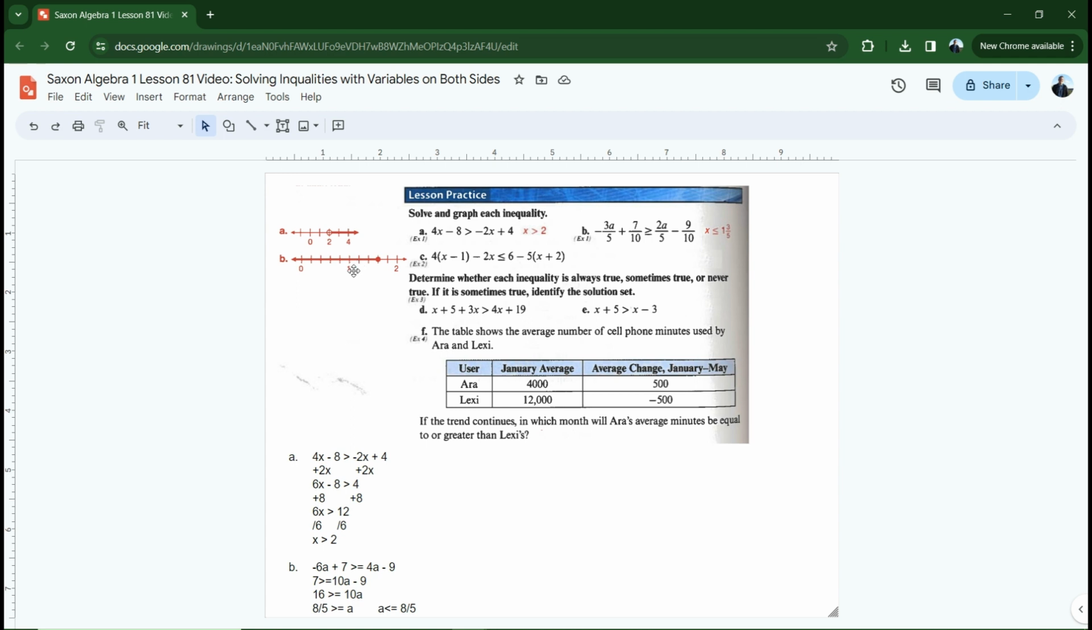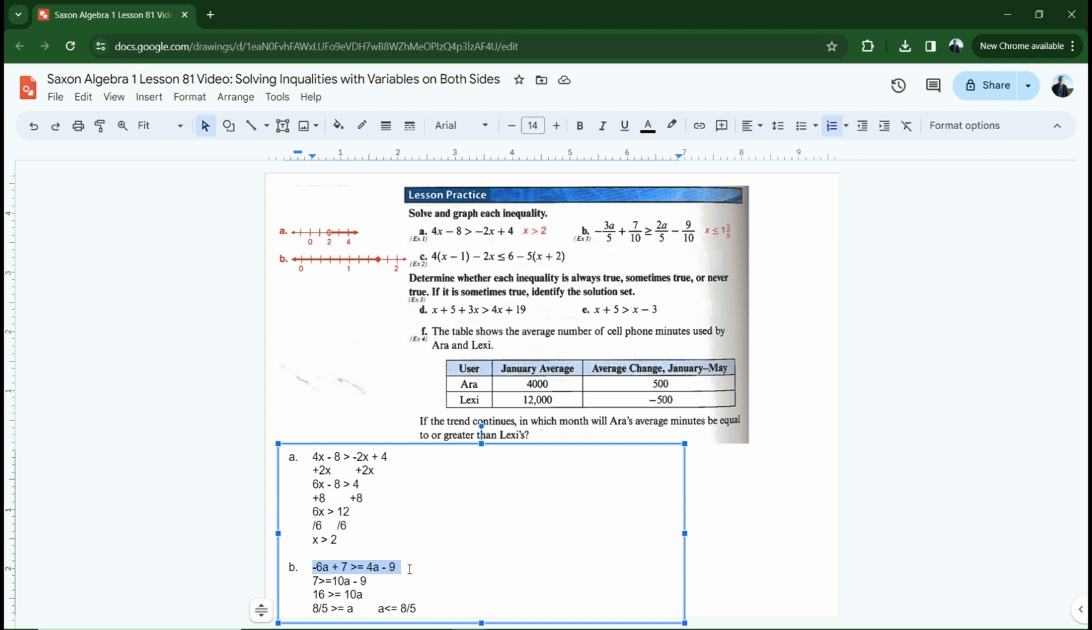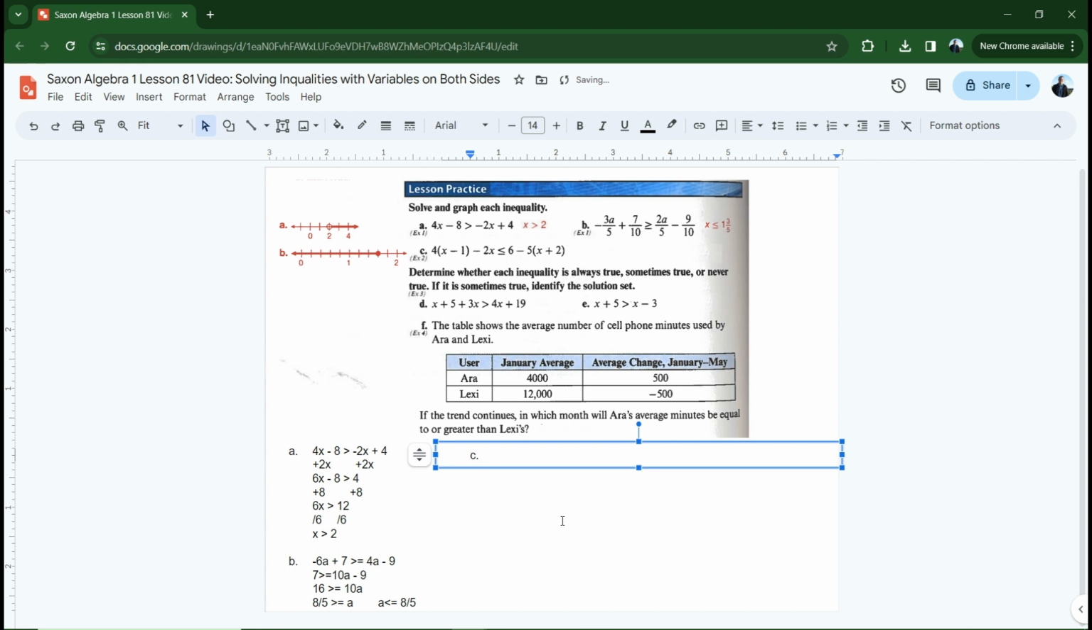Now, let's plug in 1 and see if we got a right answer here. And I'm not going to plug in 1 to this abomination because with all these fractions, that's going to be really hard to solve. I'm going to plug in 1 to this equivalent expression right here. So if I plug in 1, we should have a valid solution. It's in the shaded range. -6 times 1 is -6 plus 7 is 1. Should be greater than or equal to 4 minus 9, which is -5. Yes, 1 is greater than or equal to -5. It works.